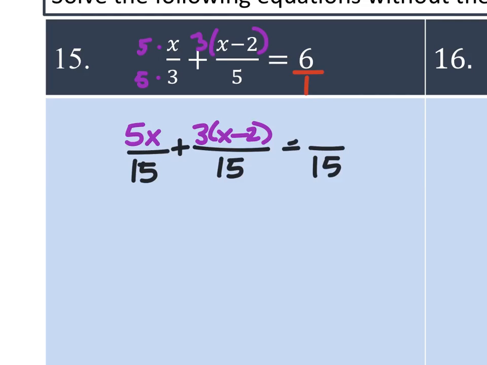It looks different, but it has exactly the same value. And then 1, you'd have to multiply that by 15, so 6 also by 15. That's going to be 90/15ths.